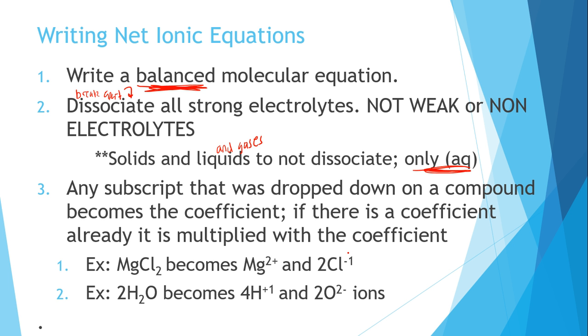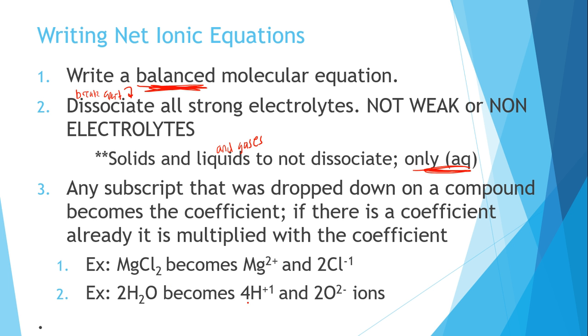Well, what happens if there's already a coefficient in front? If there's a coefficient already in front, we multiply the number with the coefficient's number. A good example of this is 2H2O. You could say that this 2 does not normally go on a hydrogen. So 2 times 2 gave me 4 hydrogen ions, so 4H+. And then here my oxygen, I have that coefficient out front. I have 2 oxygen with a 2- ion.